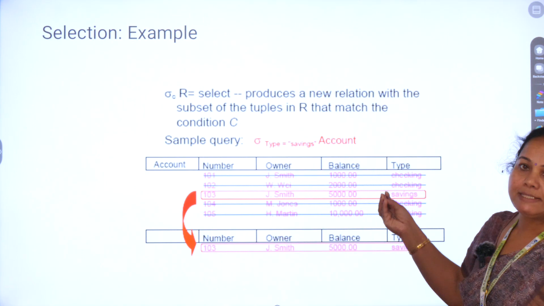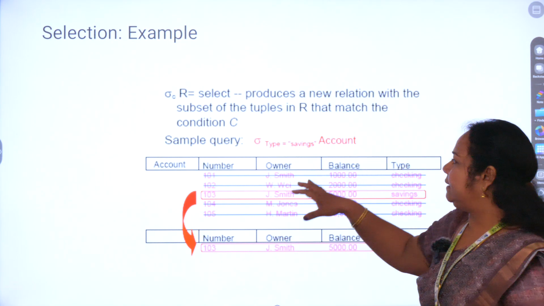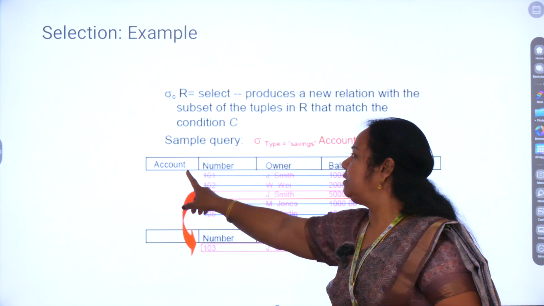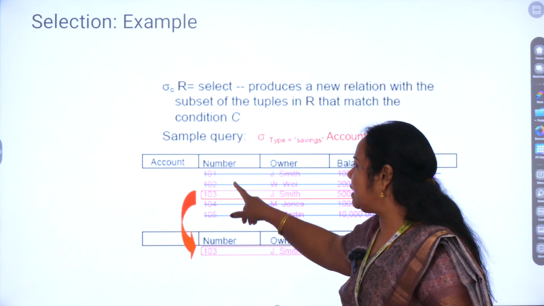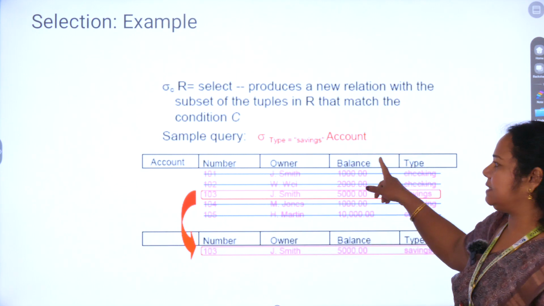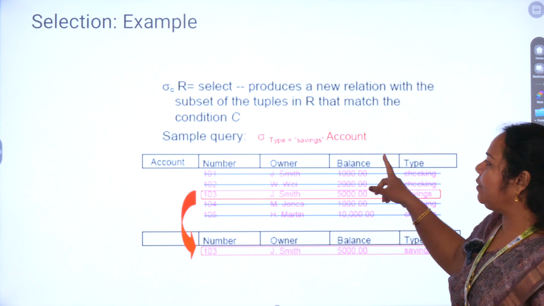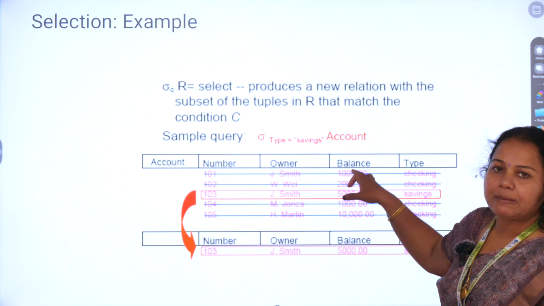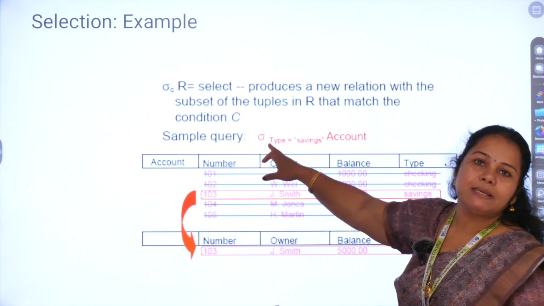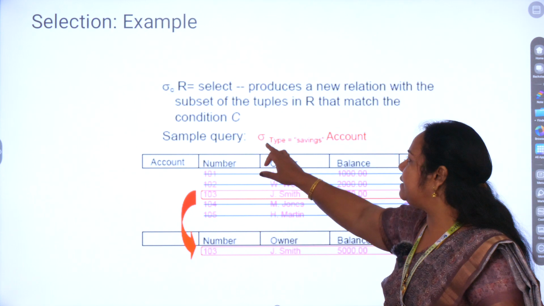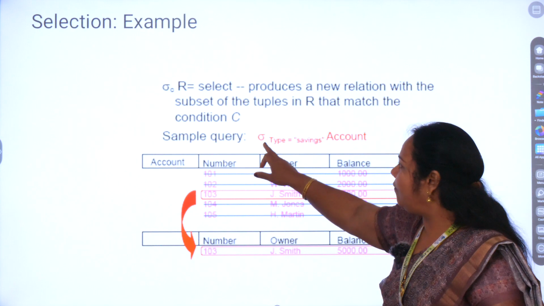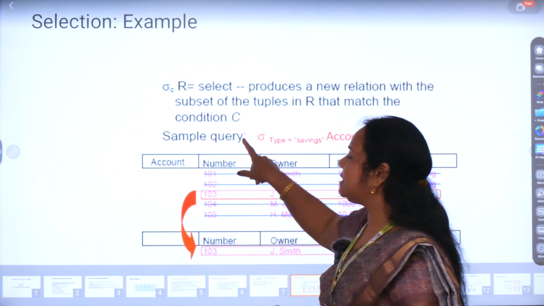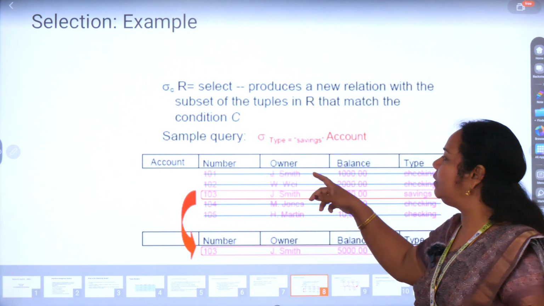Let's start with an example. This is a relation, and the relation name is account. The attributes are number, owner, balance and type. I am going to select one tuple from this relation using the sigma operator. I can write this as sigma of C of R, where C is the condition. This is the syntax for selecting a row.